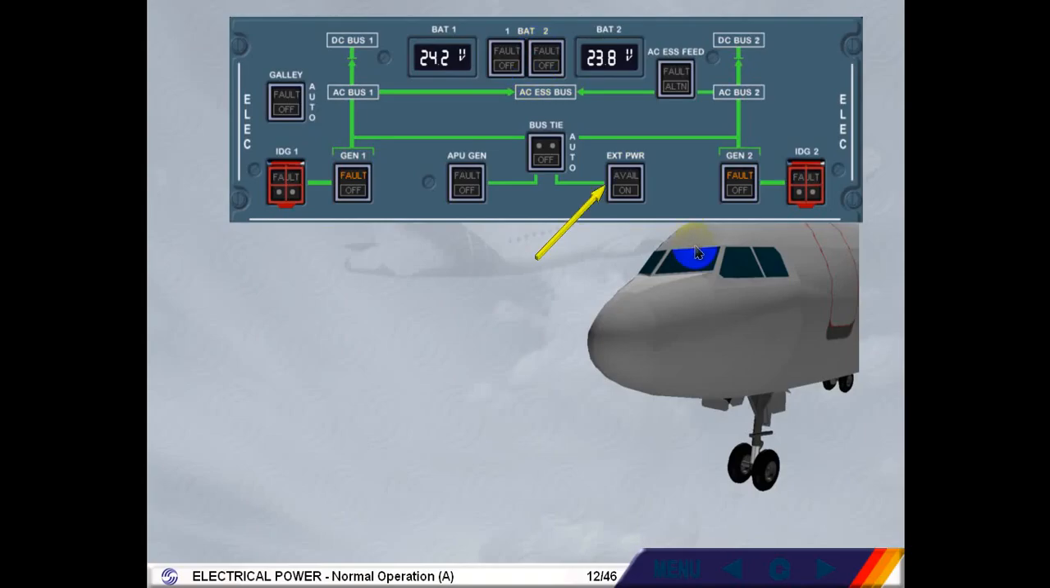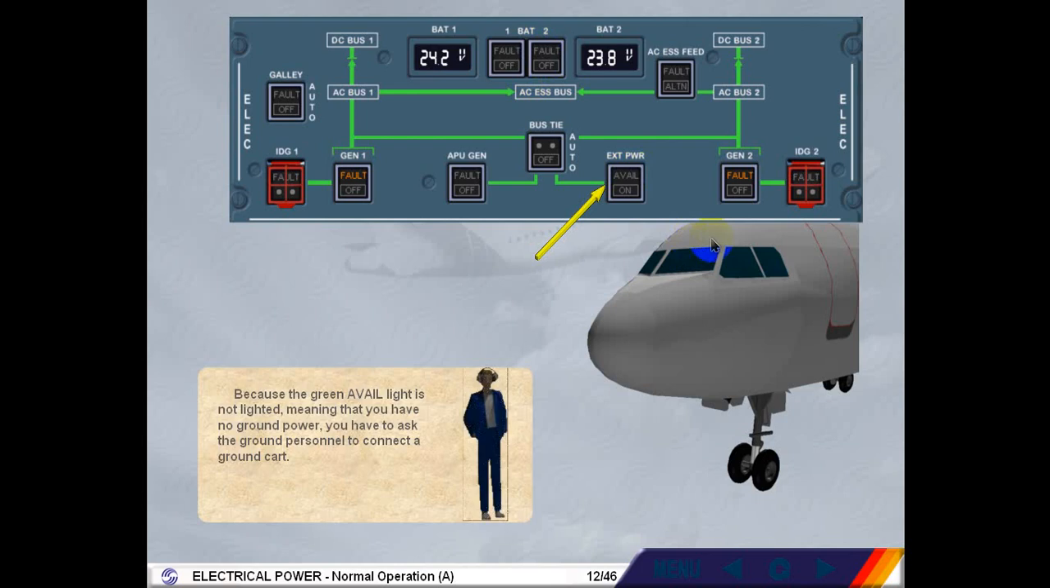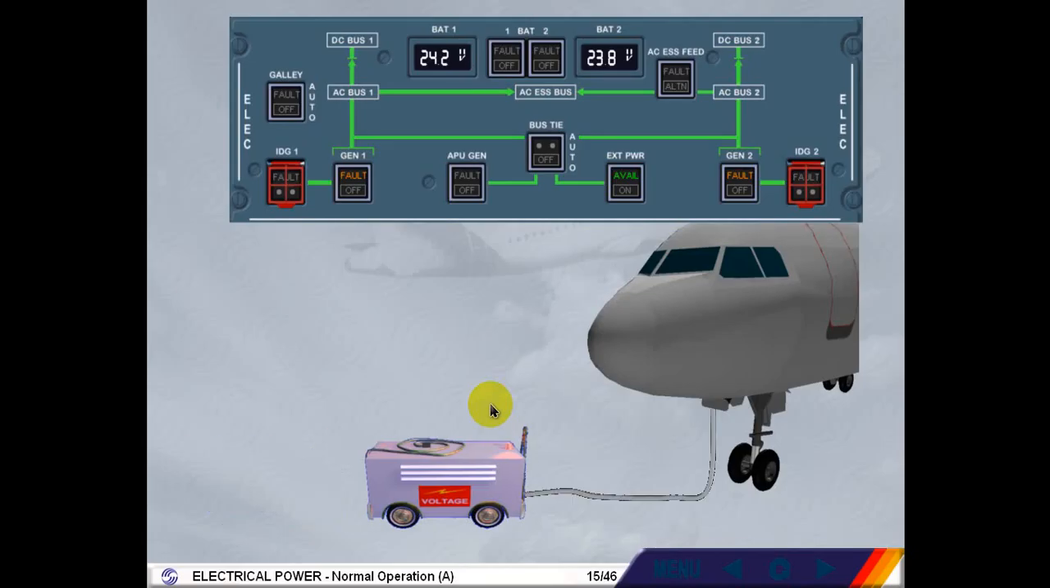Because the green avail light is not lighted, meaning that you have no ground power, you have to ask the ground personnel to connect a ground cart. Click on the mechanic. The ground cart is now connected. The green avail light has appeared, which means external power is plugged in, its voltage and frequency are normal, it is ready for use.